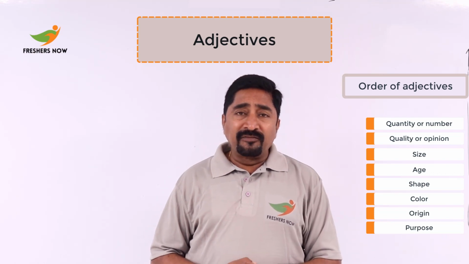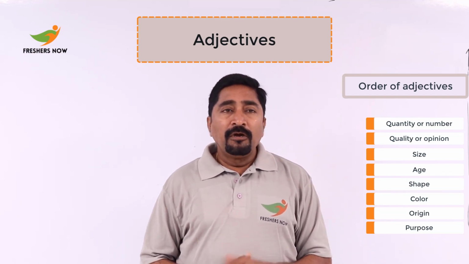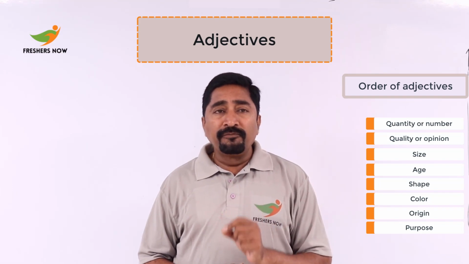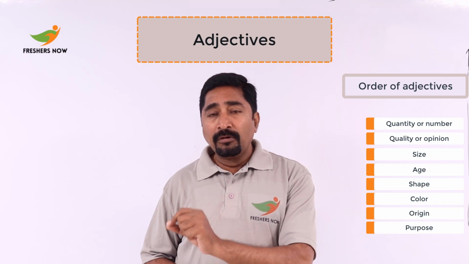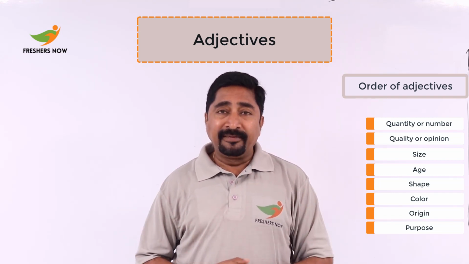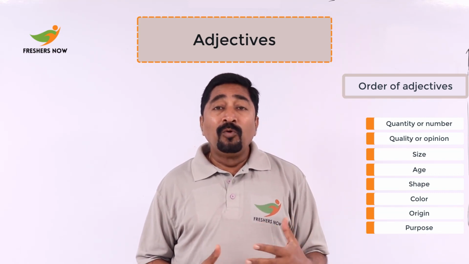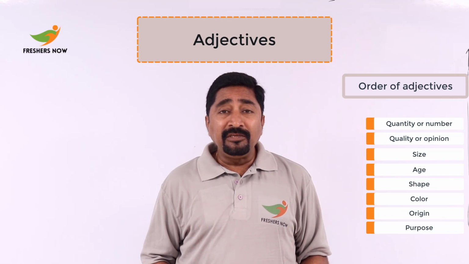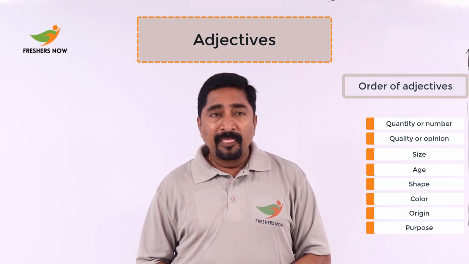And I could give an example for you. Say, he bought one beautiful, large, new, rectangular, red Australian carpet. Now we can understand the order here, where we cannot change the order of the adjectives.